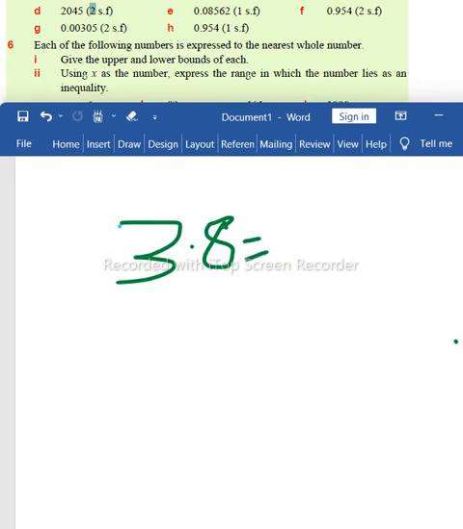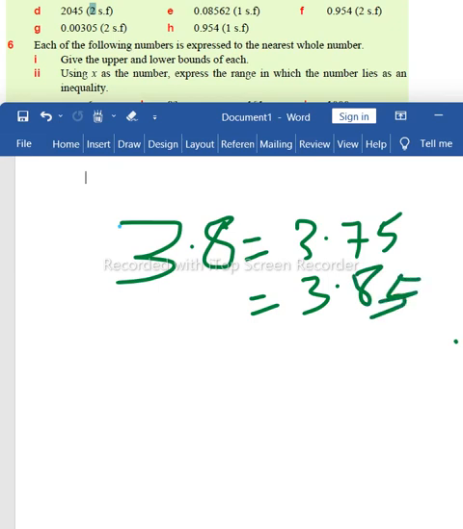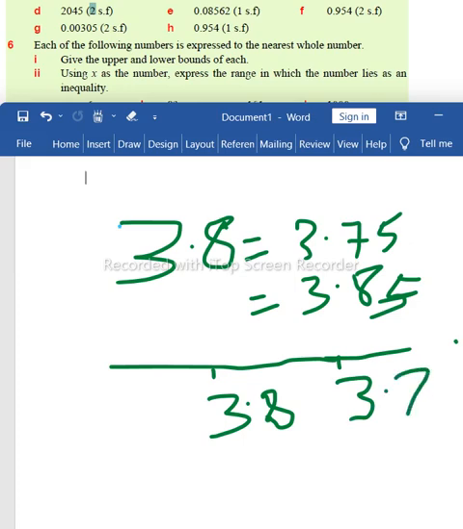The lower bound of this number will be, minus 0.05, we get 3.75. This is the lower bound of the number, and the upper bound of this number will be 3.85. When we put this number on the number line, here we have 3.85, which is the upper bound of this number, and we also have here the lower bound of this number, 3.75.